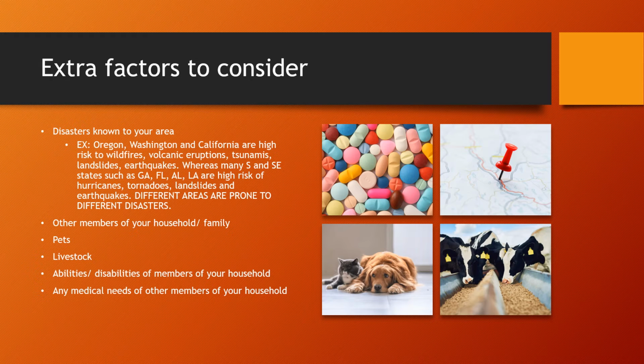For example, Oregon, Washington, and California are high risk to wildfires, volcanic eruptions, tsunamis, landslides, and earthquakes, whereas many south and southeastern states such as Georgia, Florida, Alabama, and Louisiana are high risk of hurricanes, tornadoes, landslides, and earthquakes. Different areas are prone to different disasters.